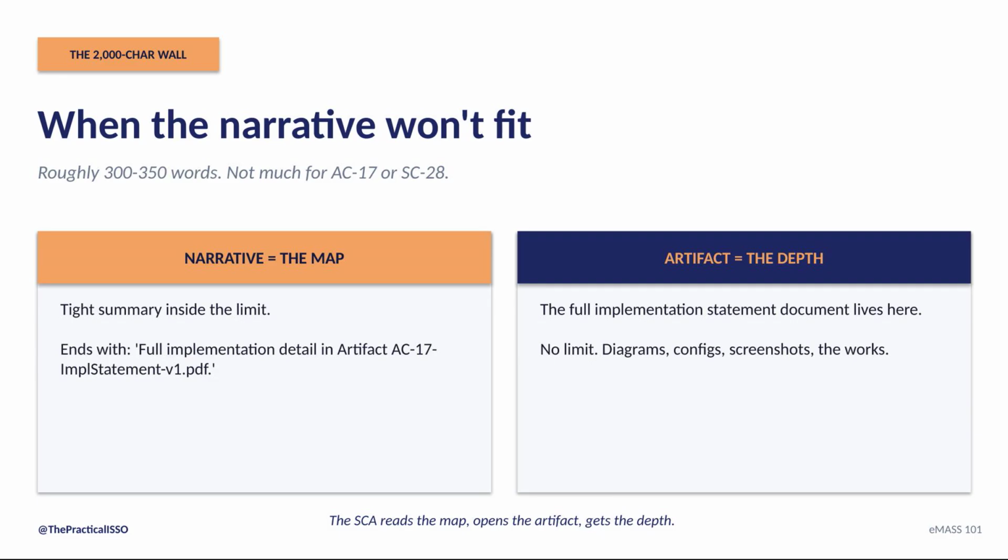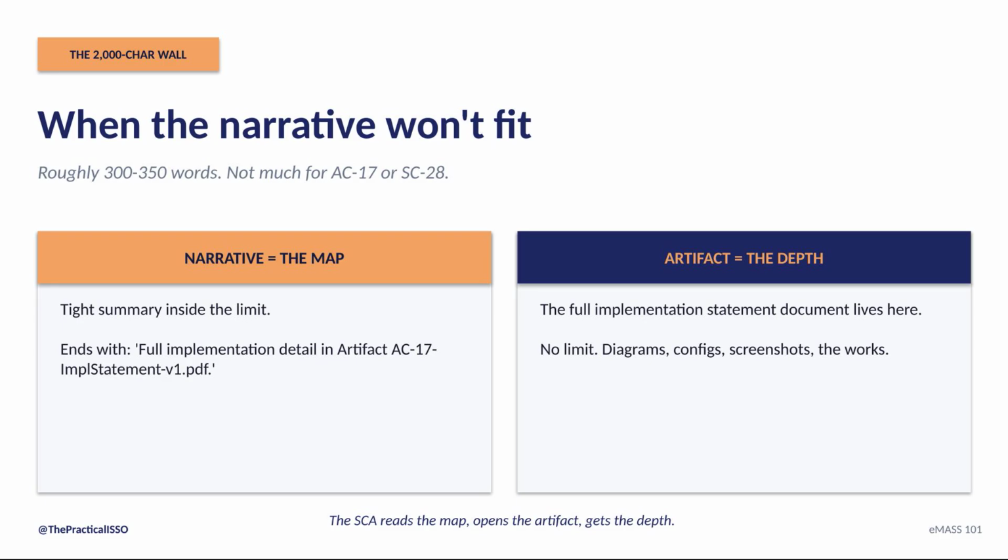Stop. Because every new ISSO hits this wall and doesn't know what happened. The implementation narrative field in eMASS has a hard 2,000 character limit. That's roughly 300 to 350 words. Not much for a complex control. When you're writing AC-17 Remote Access or SC-28 Protection of Information at Rest, and you run up against that limit, here's what to do.